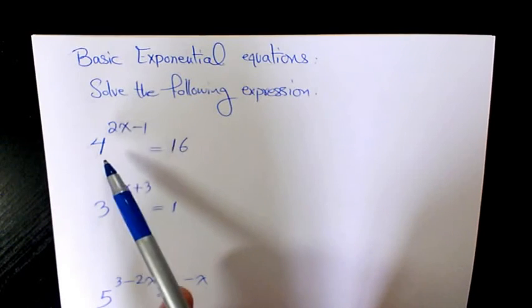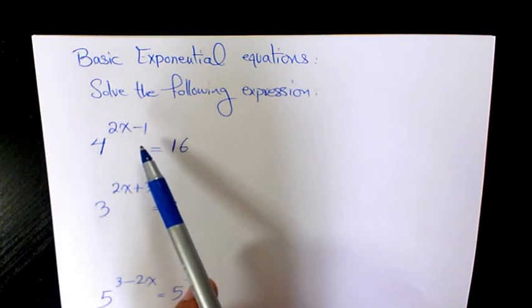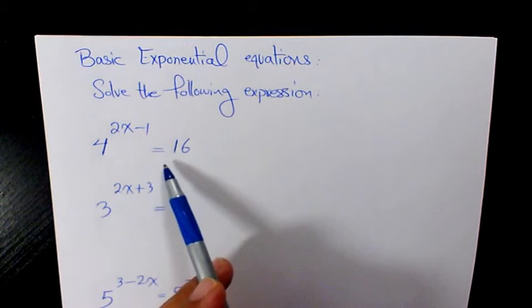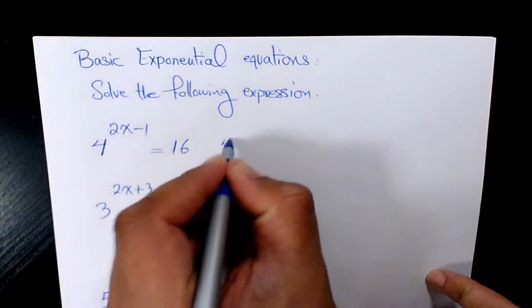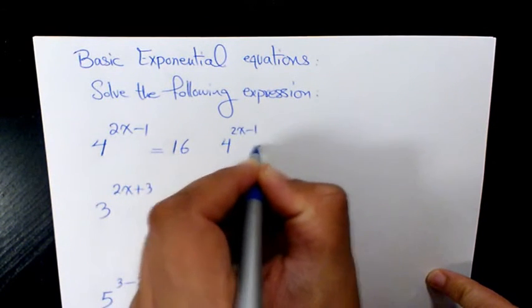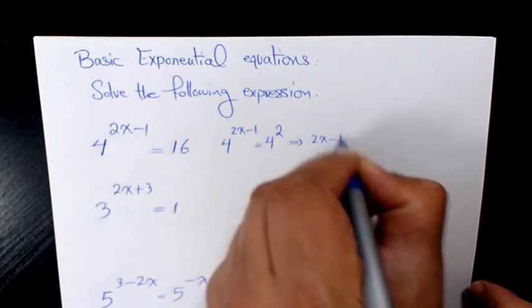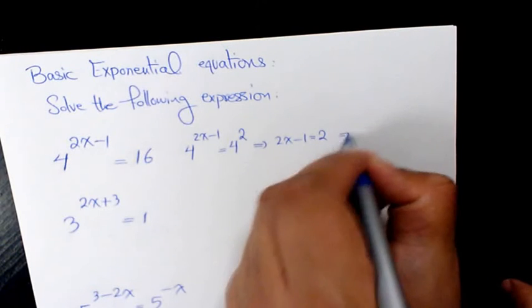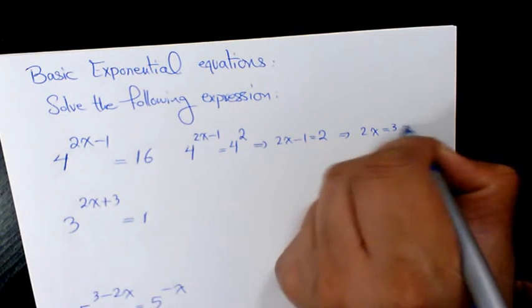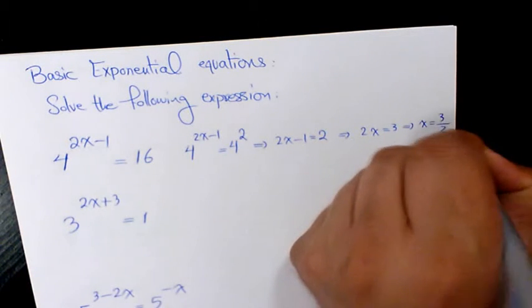It says 4 to the power of 2x minus 1 equals 16. So we know 16 is 4 to the power of 2, so therefore 2x minus 1 equals 2. Therefore 2x equals 3 and x equals 3 over 2.